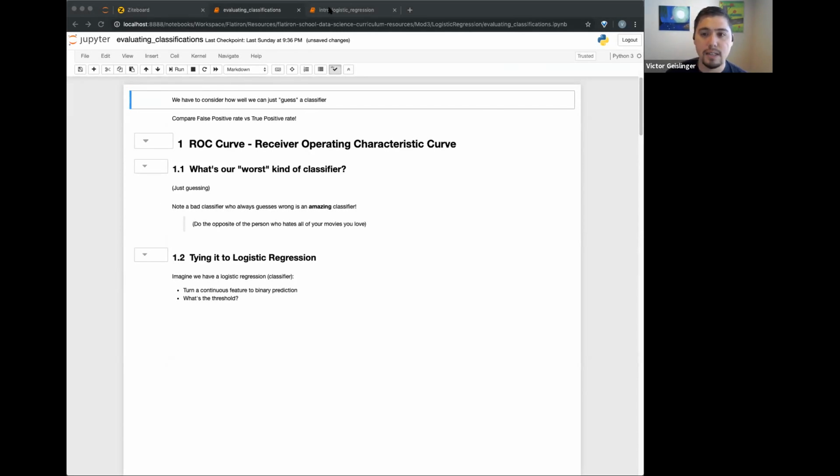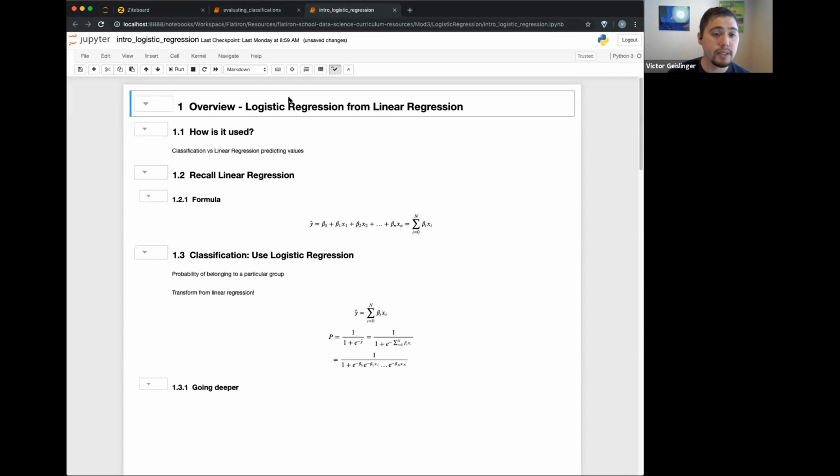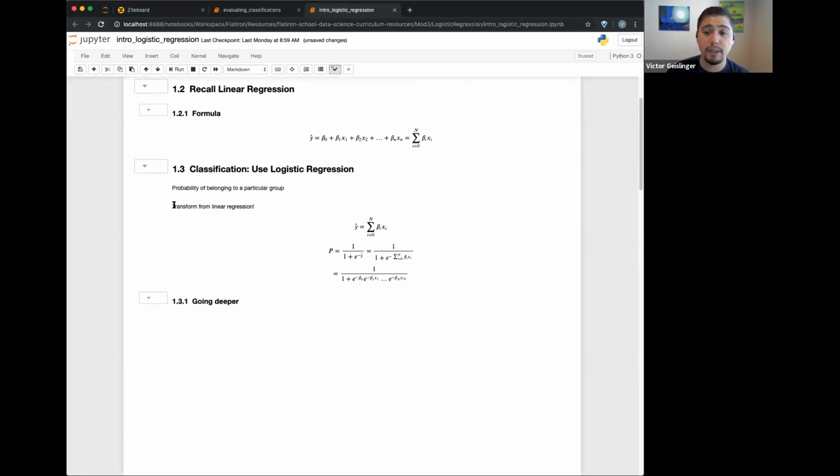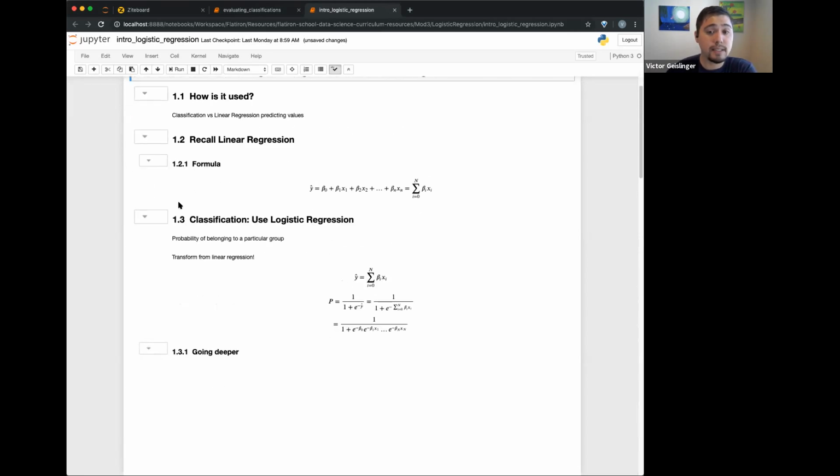But we talked about logistic regression and how it's essentially like moving from linear regression. I'm going to talk a little bit about what that similarity is. It's a little different from the curriculum, but I think it's an interesting and useful way to think about it. Know that logistic regression is basically used to do classification versus linear regression.